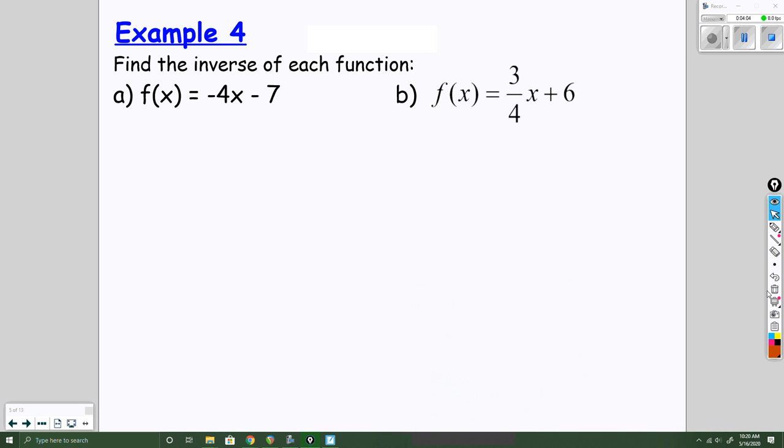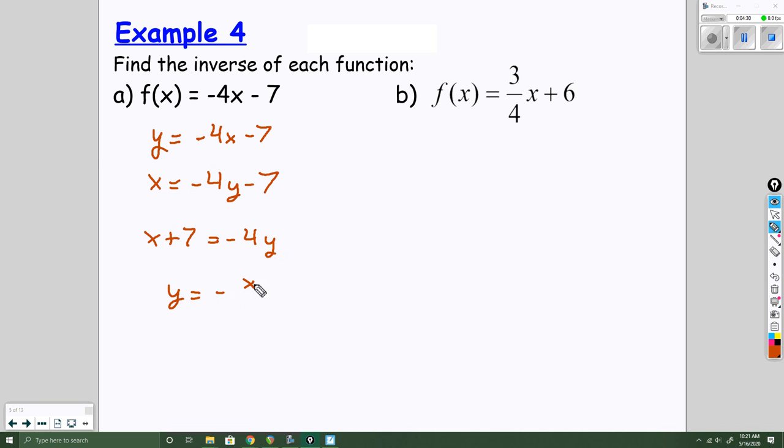So we're going to find the inverse of each one of these functions. So first step, once again, replace f of x with y. So we're just rewriting it. And then after that, we're going to switch x and y, so the inputs become the outputs become the inputs, and then solve for y. So we're going to add 7, divide by -4, and we get negative x plus 7 over 4. Pretty simple.